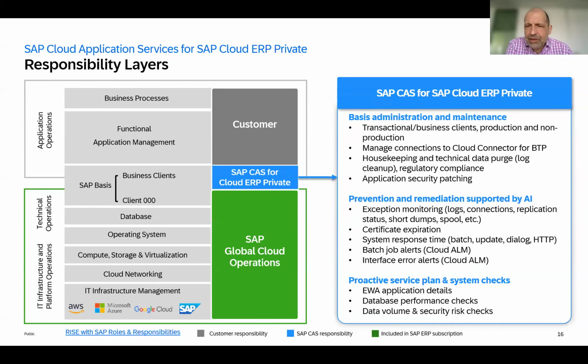We monitor the exceptions. We take care to be aware of certificates which expire, for example, and we also monitor the performance and jobs which are scheduled, with regards to job cancellations, for example. We use Cloud ALM to manage the batch jobs and the interfaces and the errors coming up here.